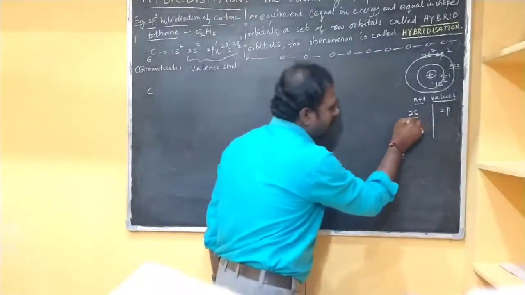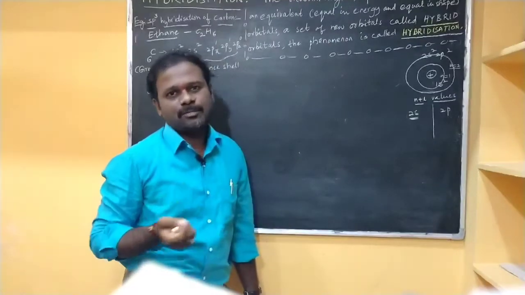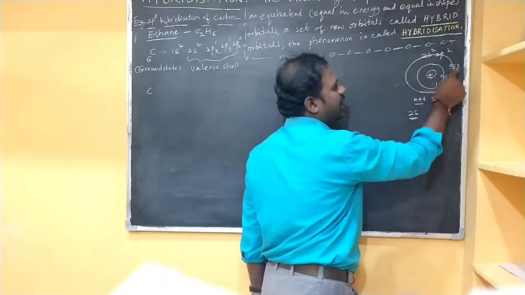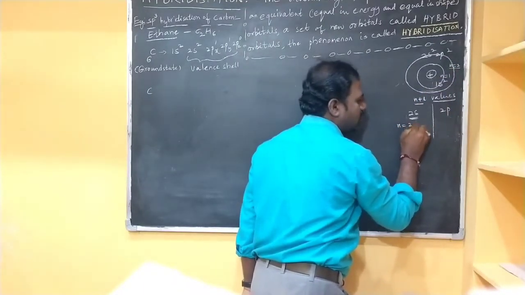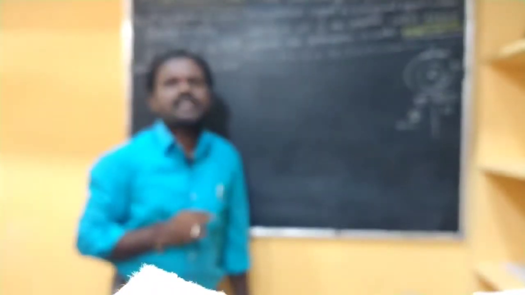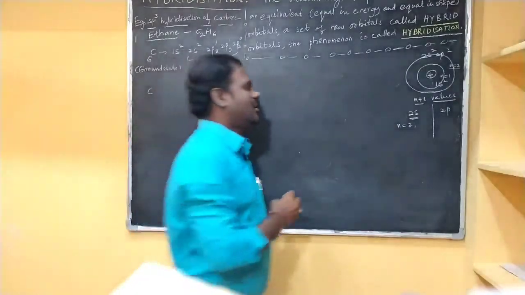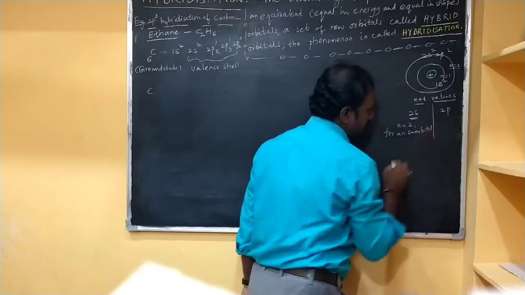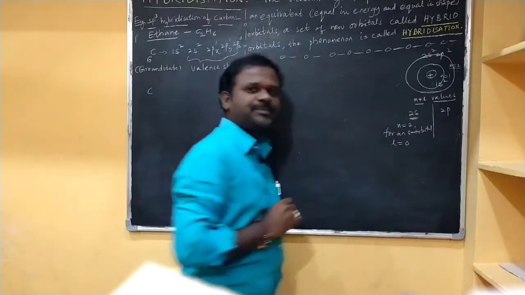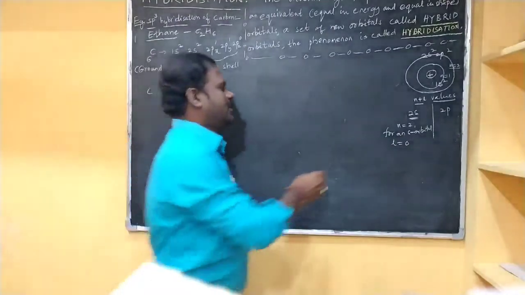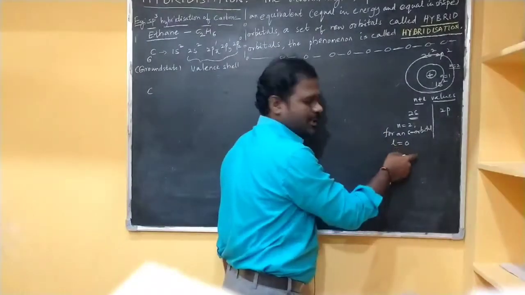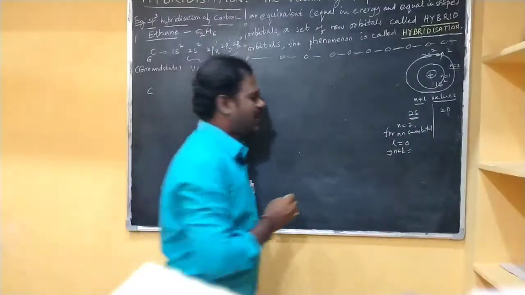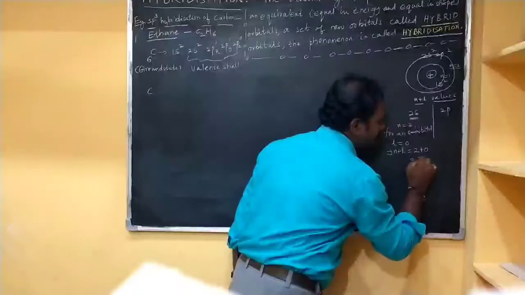For the 2s orbital, what is the principal quantum number? The principal quantum number of the 2s subshell is 2, so n is equal to 2. What is the azimuthal quantum number for an s orbital? For an s orbital, L is equal to 0. Then the n plus L value is 2 plus 0, which is equal to 2.